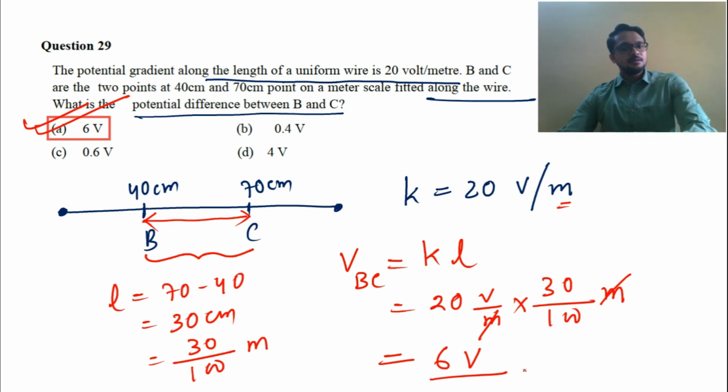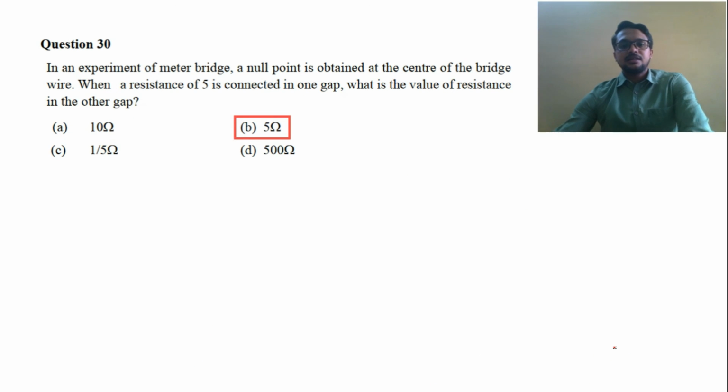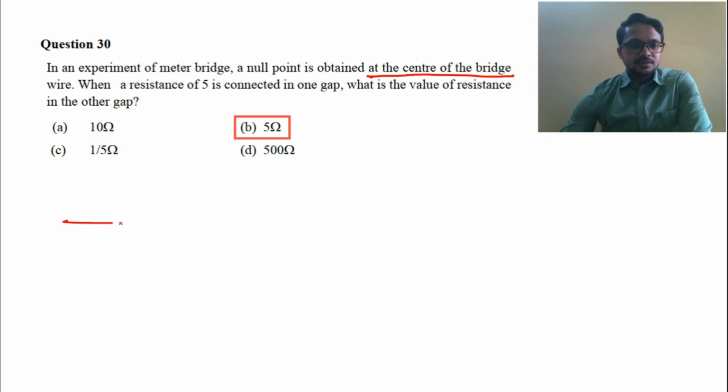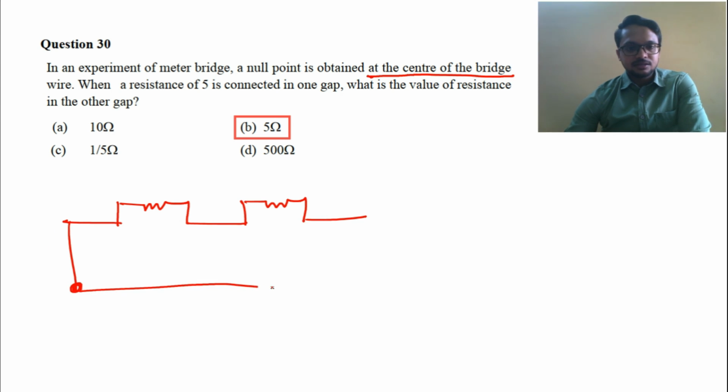Fine. Next question, question number 30. Yes, this is the last question for today. In an experiment of meter bridge, a null point is obtained at the center of the bridge. So this is our meter bridge. This is one gap, this is another gap, and this is the meter bridge wire from here to here.